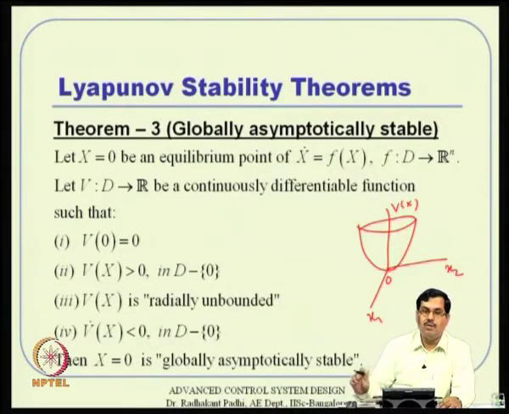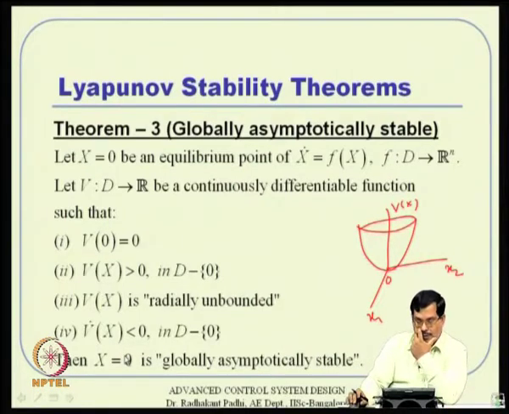There are counterexamples also. If the radially unboundedness is not there, then V of x can keep on decreasing and it will never converge to the origin. So that is a necessary condition. If your V of x is positive definite, in addition V of x is radially unbounded, and V dot is negative definite, then x equal to 0 is globally asymptotically stable.